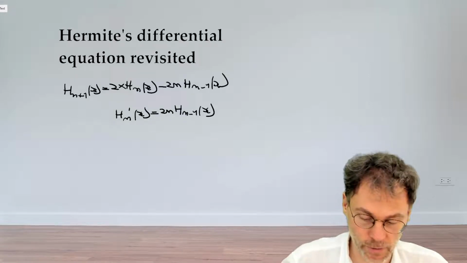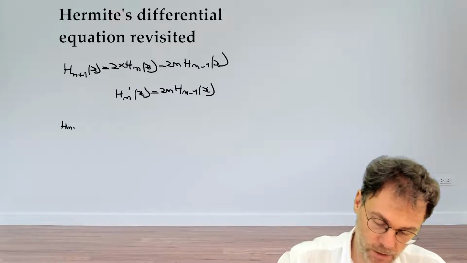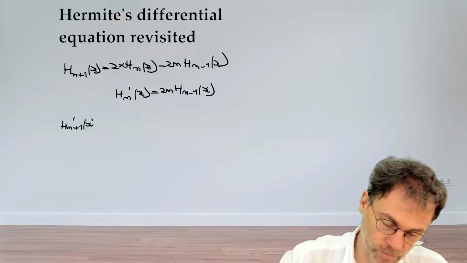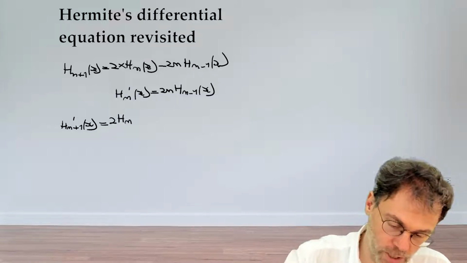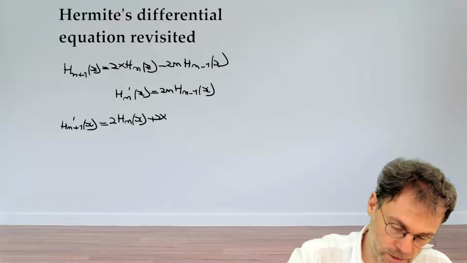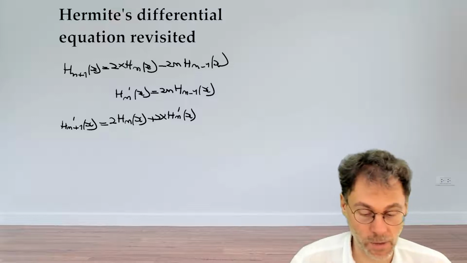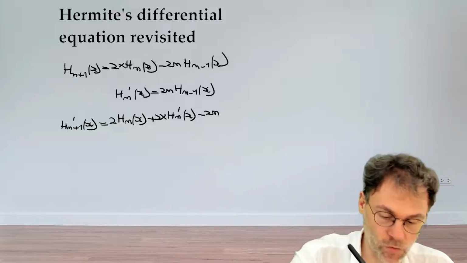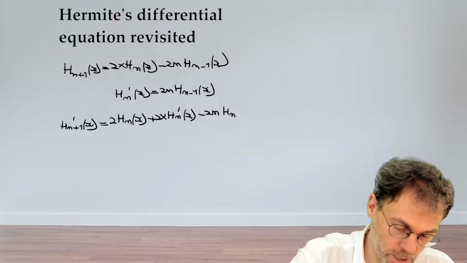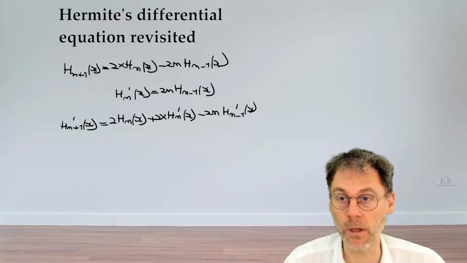Okay, let's take some derivatives. We have for the left-hand side H_{n+1}'(x). And then now we have here 2H_n(x) plus 2x H_n'(x). And then we have the final term, which is going to be minus 2n H_{n-1}'(x). Okay.